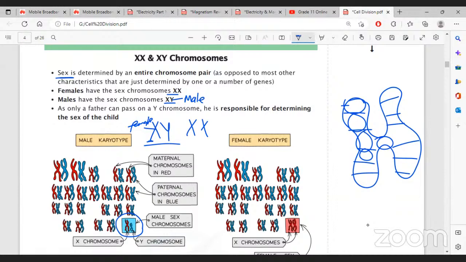Okay, as only a father can pass the Y chromosome, he is responsible for determining the sex of the child. For example, in my culture, back in the days, even in the Bible, it was a pride for a man to have sons.